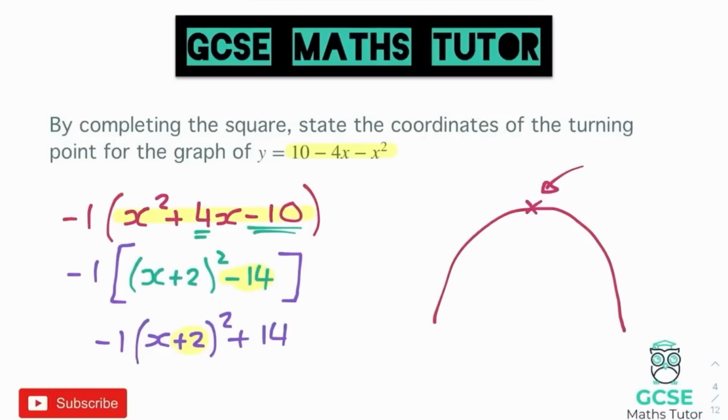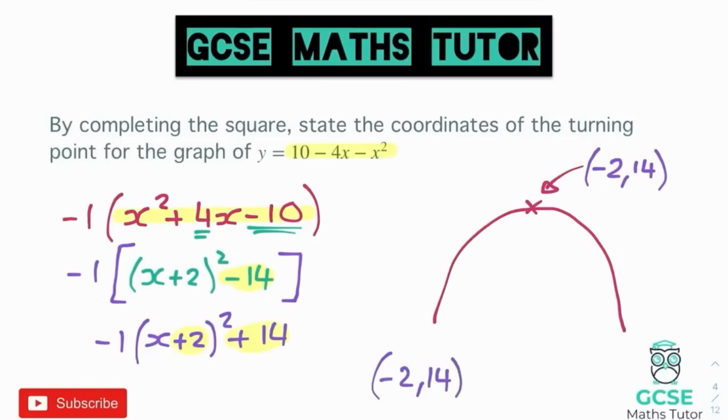So -2, and let's put it up by a diagram, -2 would be the x coordinate, and the y coordinate is just that number at the end, which is positive 14. So it's -2, 14, and that right there is the coordinate of our turning point or maximum point for this particular graph. So there we go, that's what we're going to find. Obviously our final answer for this, the turning point, is -2, 14.